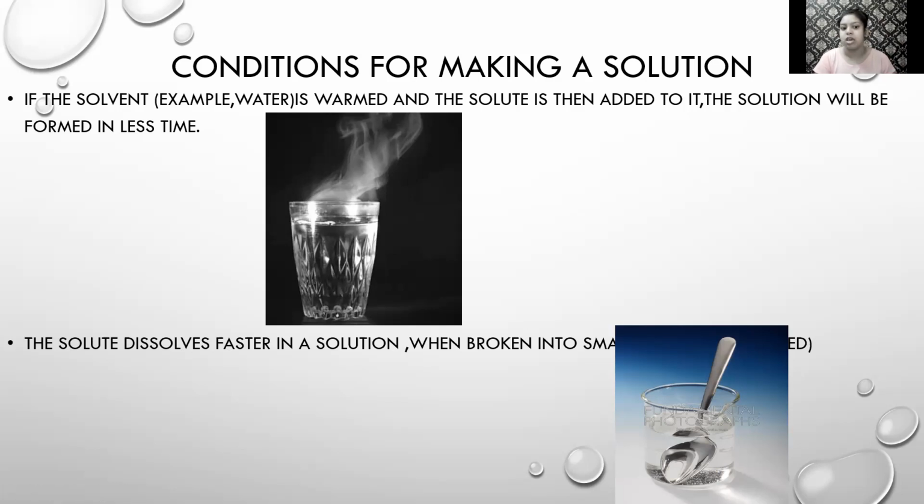Then the next one, the solute dissolves faster in a solution when broken into smaller pieces or powdered. Okay, so for example, we all have sugar, and they're all in very tiny cubes. Now sometimes while they bake cake, or if they have to do something else, they happen to powder sugar. So if you get the solute in powdered form, it will be dissolved even more faster. So the solute dissolves faster in a solution when broken into smaller pieces, or in simple words, we call it powder.